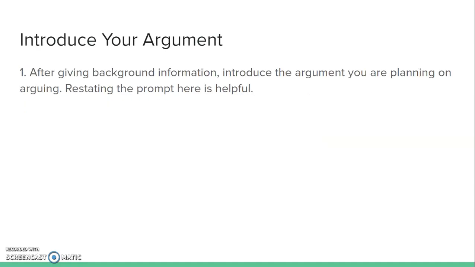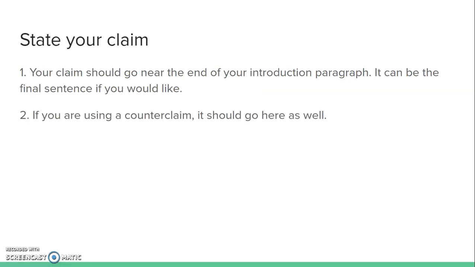Do not be vague, all right? Introduce your argument again. After giving your background information, you want to introduce the argument you're planning on arguing. I know that's repetitive, but you could restate the prompt. That might be helpful, just to give the reader an idea of what the controversy is that you're going to be talking about. And then finally, you're going to state your claim. You're going to take the claim that you create and stick it right into your intro towards the end of the paragraph, okay? It could be the last sentence if you like.